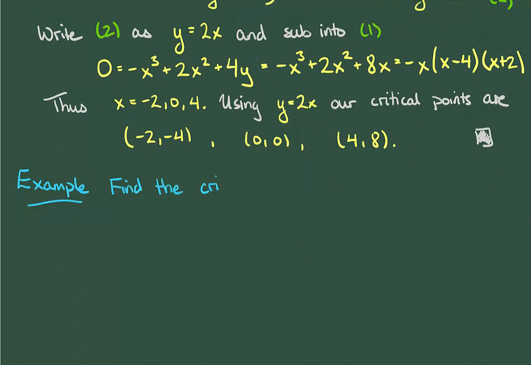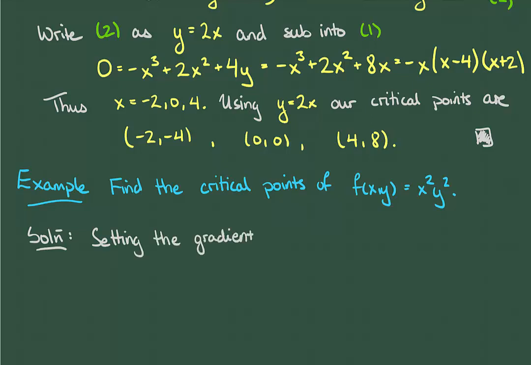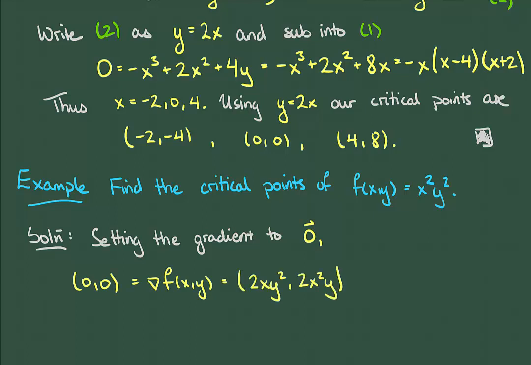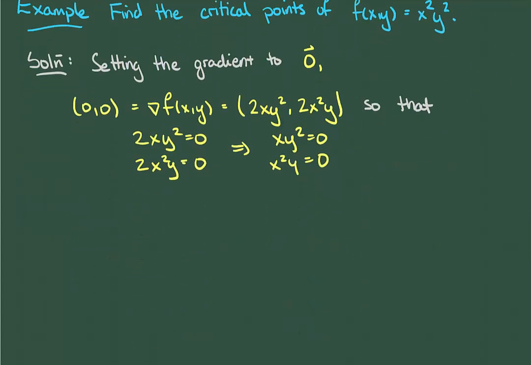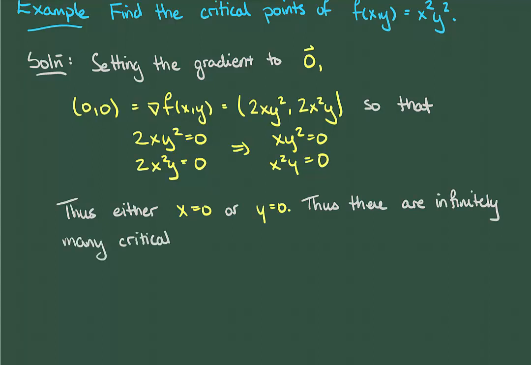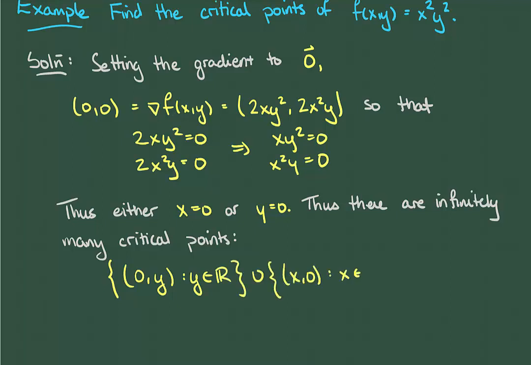For example, let's take a look at the function f(x, y) equals x squared y squared. Same as before, we'll compute the gradient, and we'll set it to the 0 vector. In computing the gradient, we get 2xy squared and 2x squared y. Again, this gives us a system of equations that we can simplify a bit. And if you stare at this, one of x or y has to be 0, though it's not necessary that they both be 0. That means that we have an infinite number of critical points: the set of all points where x is 0, and the set of all points where y is 0.